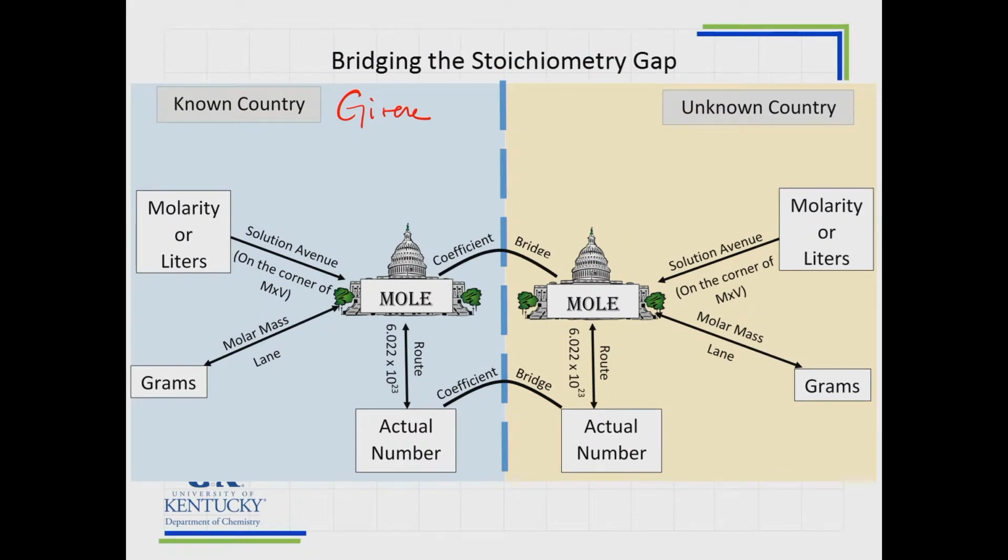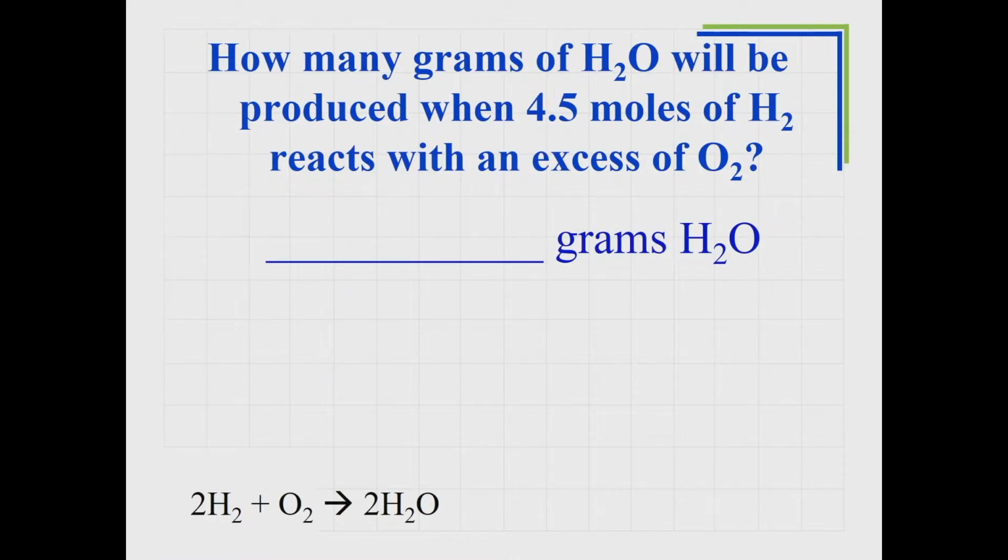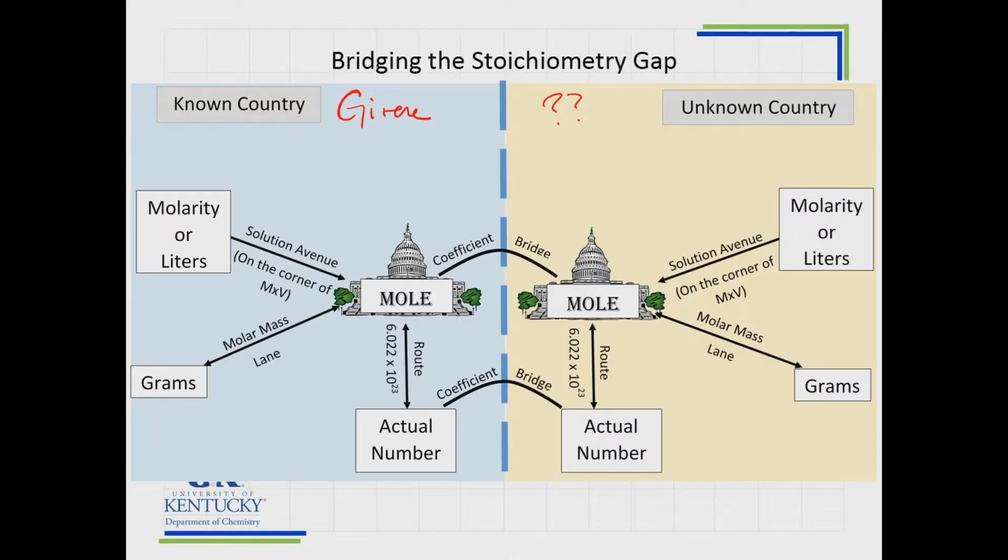So the known country will be what you're given in the problem, and the unknown country is what you are trying to determine, okay? So this is the substance for which you are trying to determine something. When you're reading a problem, they're going to lay you somewhere down in this map. Now, we got familiar with half of this map in class and how all roads lead to moles. But the only way you can travel from known country to unknown country is by way of our bridge.